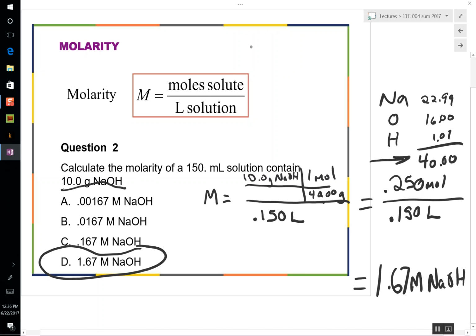Why am I doing that? Because that's the way molarity is defined. It's not grams per liter, it's moles per liter. So down here I'm given the grams of sodium hydroxide, and I can convert that into moles.